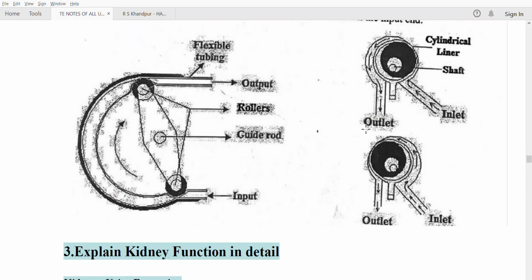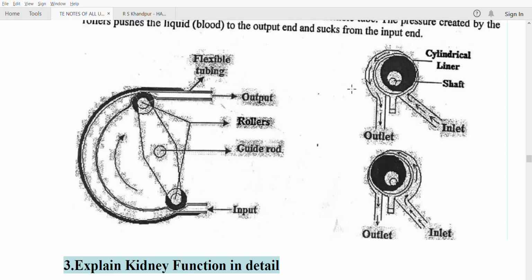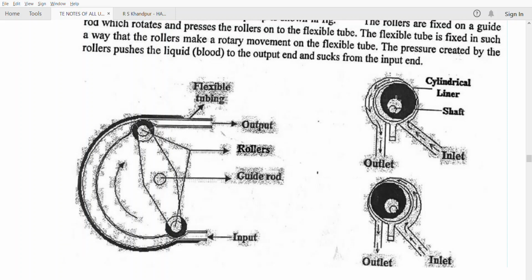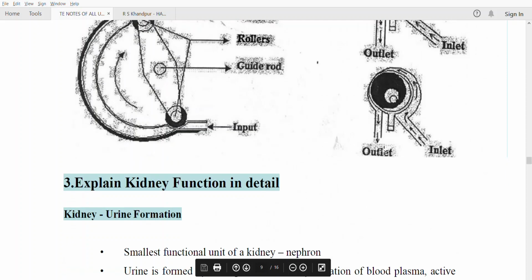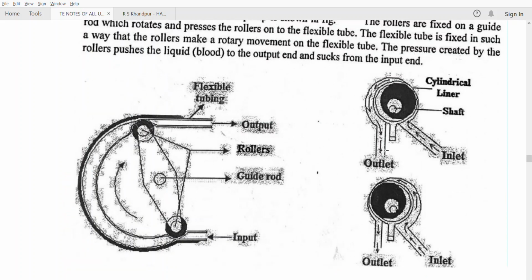Another method is the rotary pump. So input comes here, and it rotates at a specific speed to deliver 6 liters of blood at an optimal rate. Okay, and this is another type of pump where the input comes, there is a cylinder shaft, and because of the cylindrical rotation of the pump the blood is pumped out to the outlet. Okay, so these are some important types of pumps.